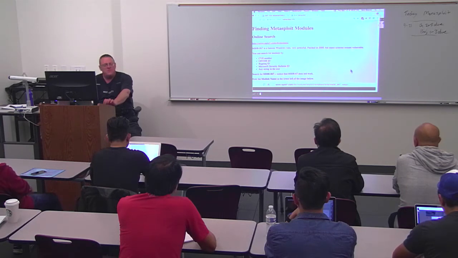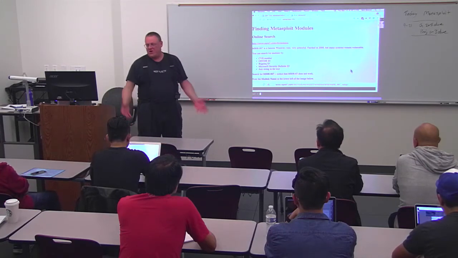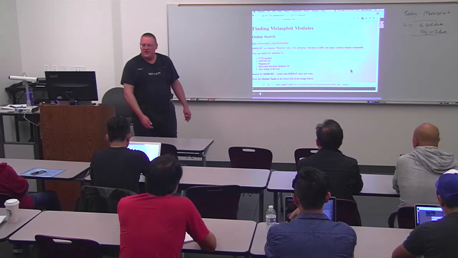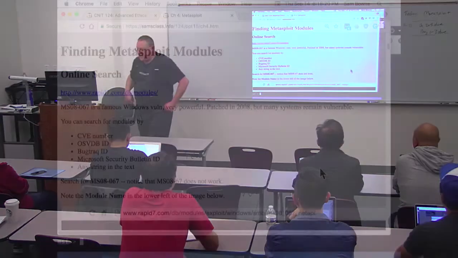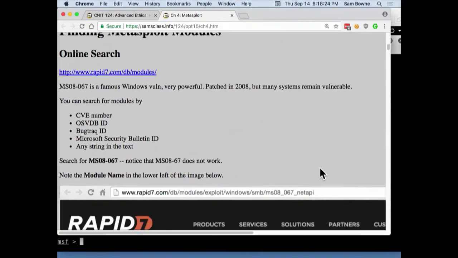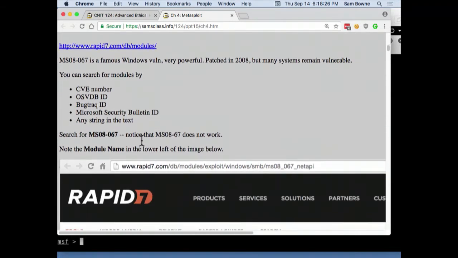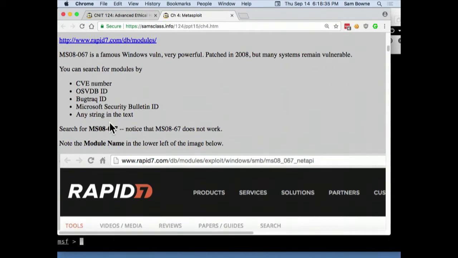So if you want to find Metasploit modules, so you scan a target, you find out it's running something like FTP or struts or something in some version, then what do you do? Well, it depends on if there is an attack that's all ready to go for that version. So you can search online, which is probably your best bet. You can search by anything: CVE number, bug track ID, Microsoft bulletin ID numbers, and any string in the text like struts or Java or Apache or Flash, any of those things.